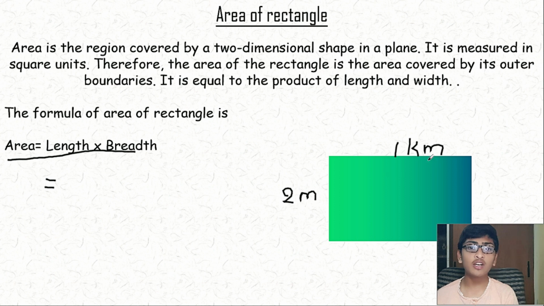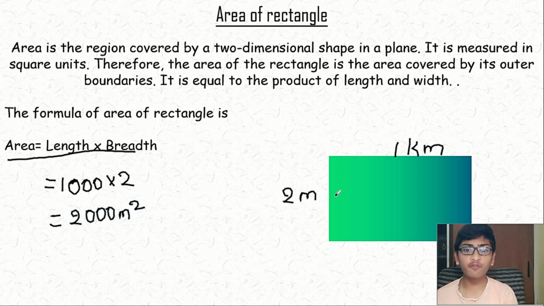Here one has 1 kilometer, one has 2 meters. Then you should take length as 1000, since 1 kilometer is equal to 1000 meters. 1000 into 2, so area is 2000 meter square. According to this diagram it's different, but it's like this. When you multiply, not only area, when you take perimeter also, the units should be equal in all of the shapes when you do area or perimeter.